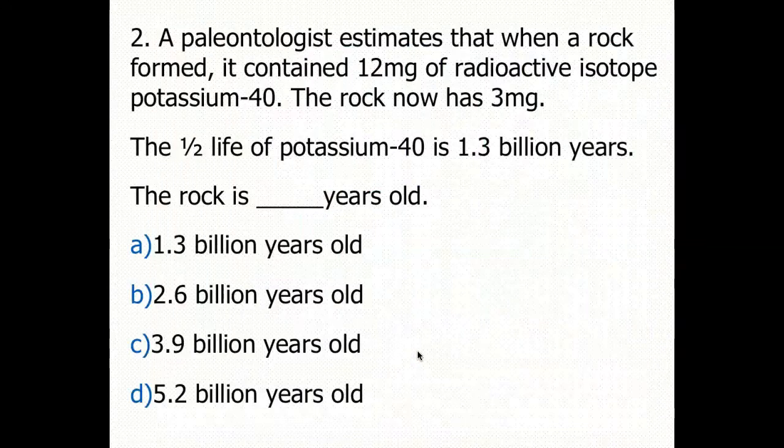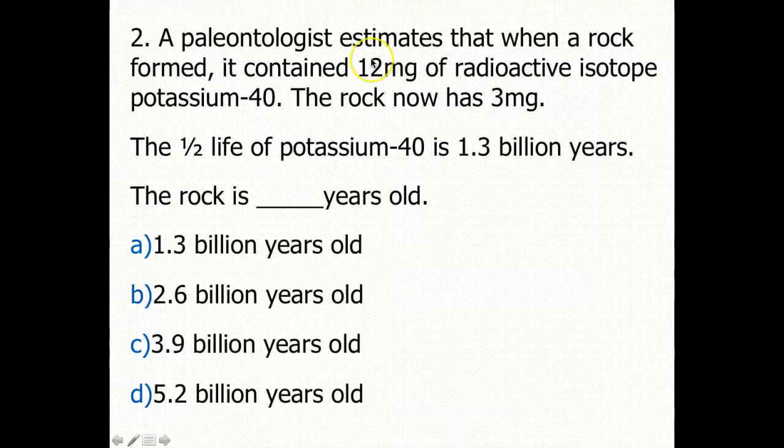So let's look at a problem here. A paleontologist estimates that when a rock formed, it contained 12 milligrams of the radioactive isotope potassium-40. Don't worry, we're using potassium-40, but it's the same concept. The rock now has 3 milligrams, so it went from 12 to 3. The half-life of potassium-40 is 1.3 billion years. How old is the rock?